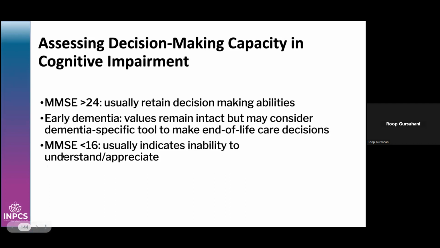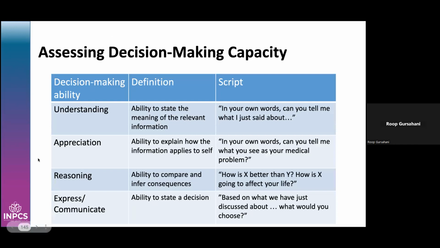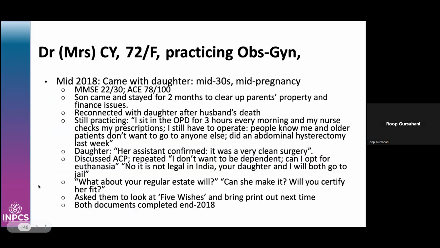I'm not going to go into the details here, except that for somebody who's above the cutoff, you can actually certify them that they can make their decisions. Once they have early dementia, then you have to actually examine them. Once the MMSE drops below 16, then probably the only thing that they can do is identify their surrogates. I'll skip this, but there is a format for assessing decision-making capacity, even in dementia, even to the point of making a will. And this is something that I use. So she did make her estate will.